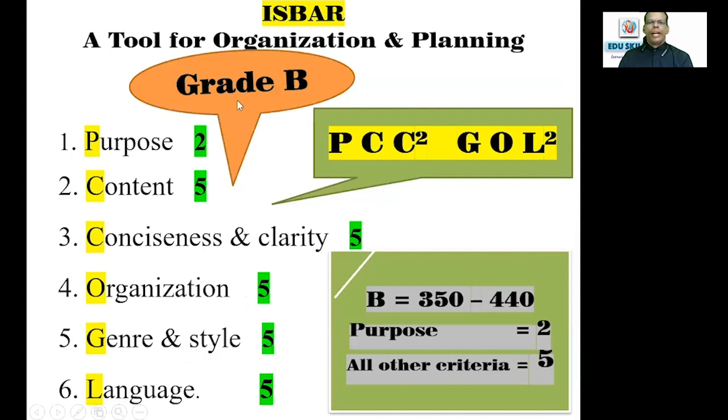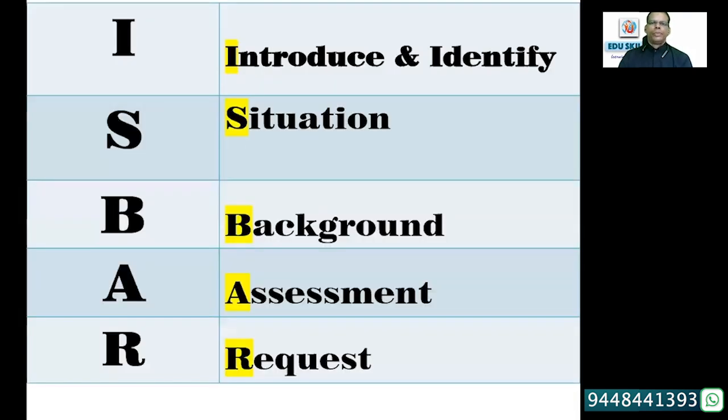To get a grade B, we are not aiming at B, but even as a minimum, you require 2 out of 3 in purpose and 5 each in all the other 5 criteria of assessment. And ISBAR: we presume that you know what ISBAR is, and you have gone through the videos and are perfect on this. Unless you know what ISBAR is, if you have not gone through the session or practiced through the video, you may not understand a couple of things today.